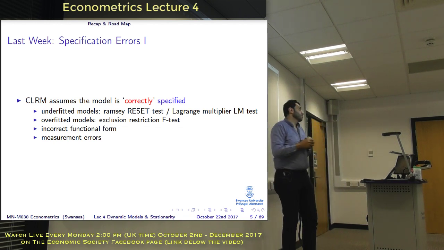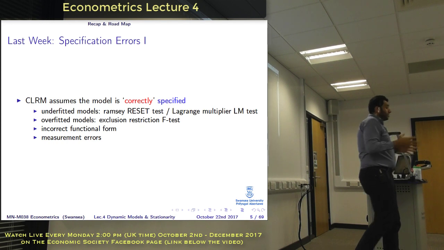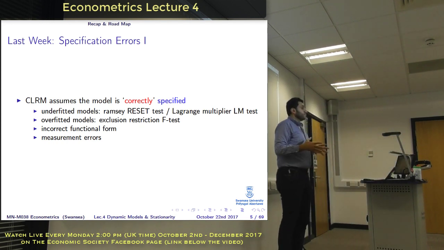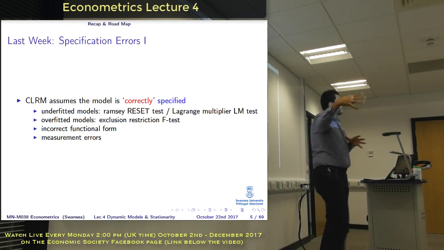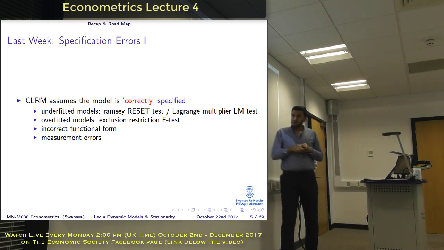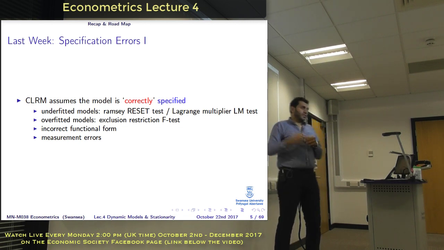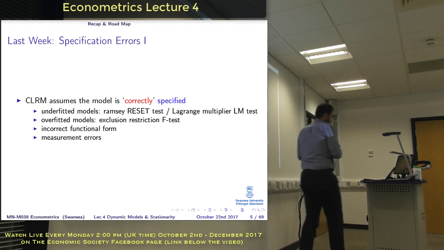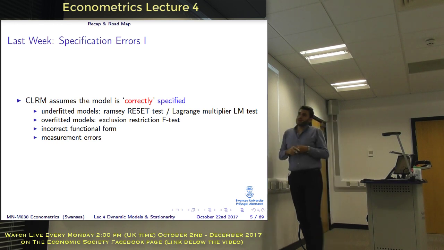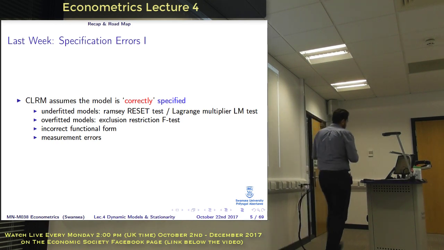The other case is overfitted models, when you have irrelevant variables that are not important in explaining the y variable, or the dependent variable, and you include these in the model, and we explained how to detect this. You can use the exclusion restriction F test, the one that we did in the first lecture. The other two cases we looked at are the incorrect functional form and measurement errors.